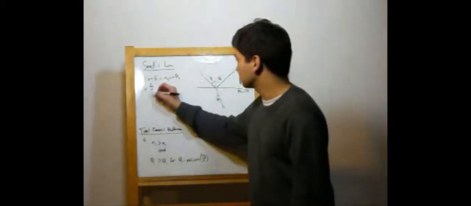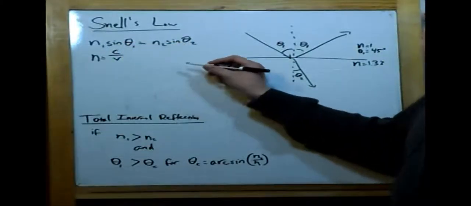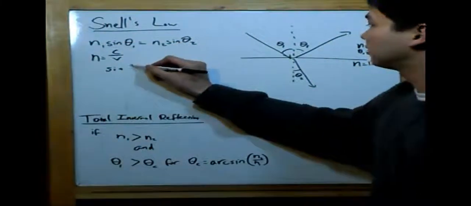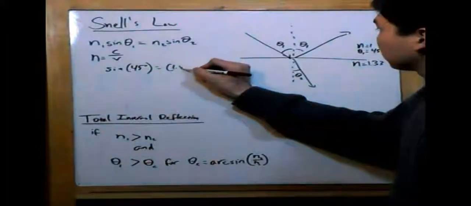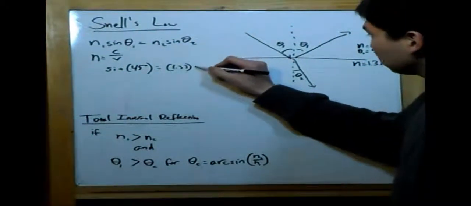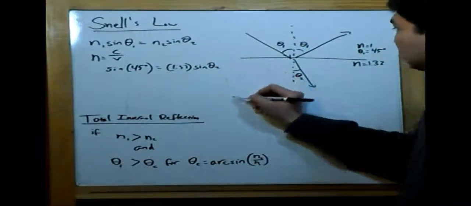So let's run through Snell's law. Our n sub 1 is going to be 1, we don't need to worry about that, times the sine of our entry angle, 45 degrees, is equivalent to n2, 1.33, times the sine of our exit angle.